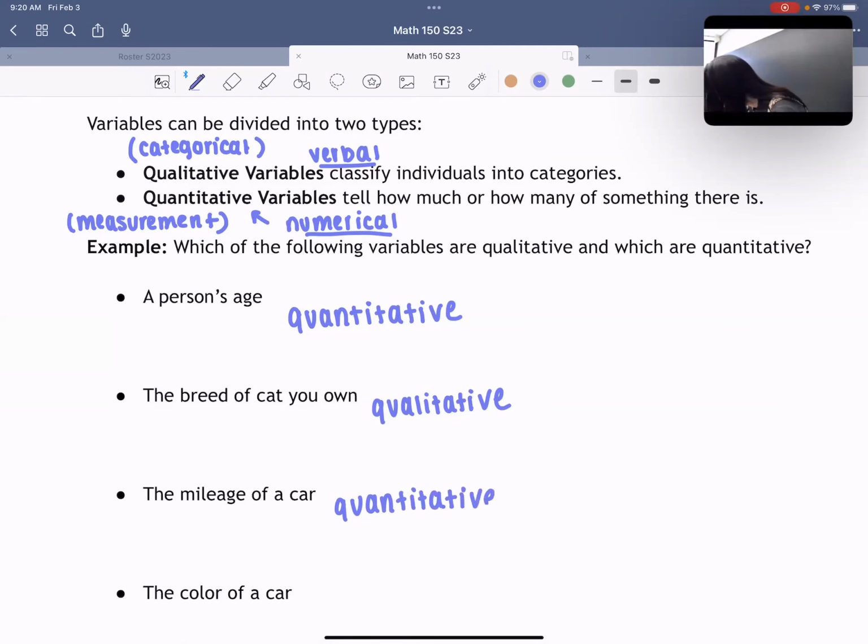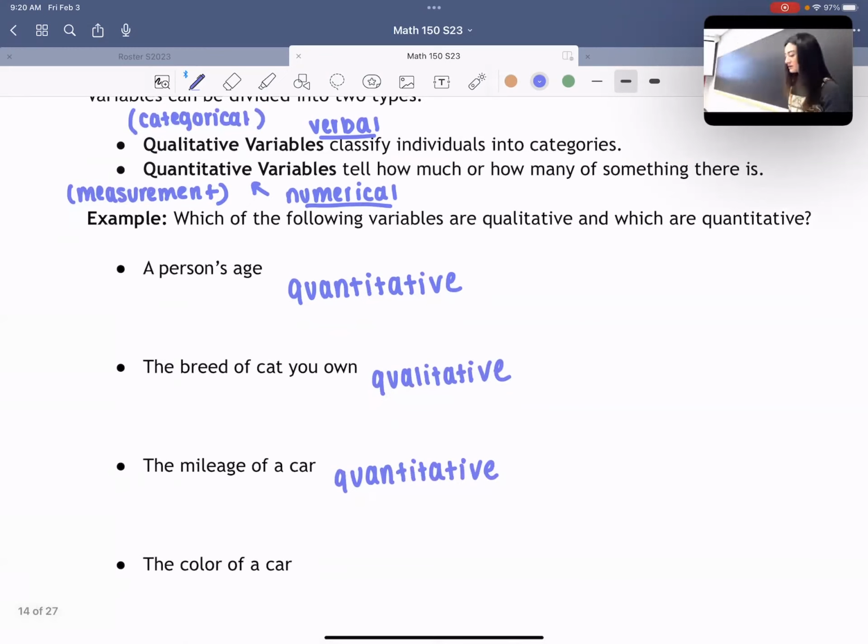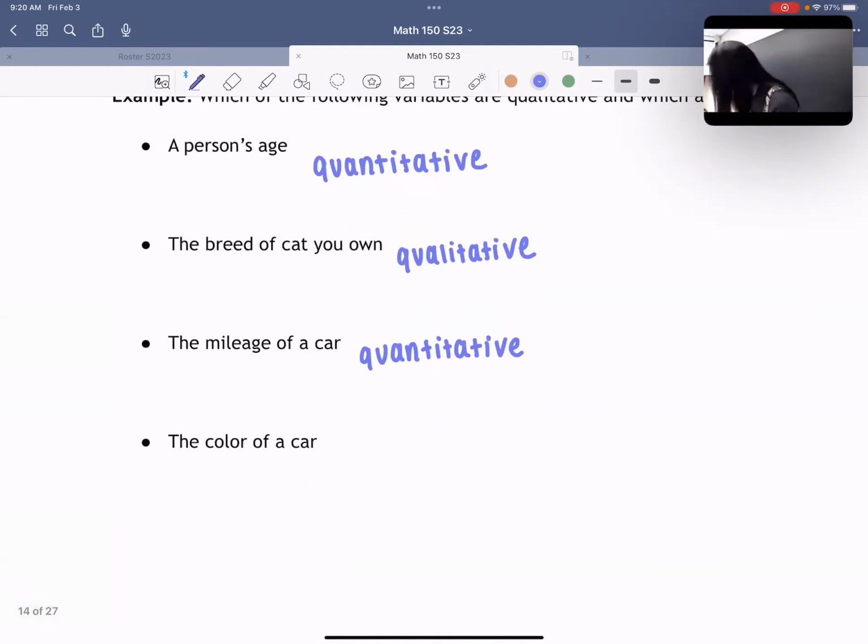And then finally, if someone asks, what's the color of your car? Are you gonna say quantitative? Qualitative. Now, some people who are really into cars might say the actual number of the color. So I don't know if anyone wants to say that, but usually people respond with a word for the color of things. So I'm going to say qualitative.